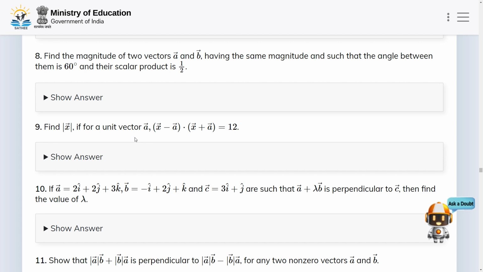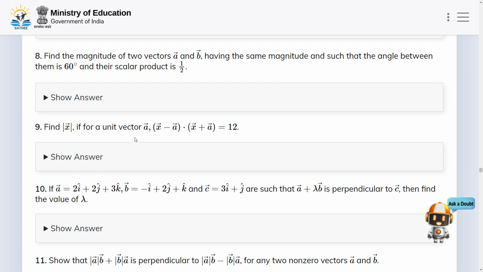Now, eighth problem. Find the magnitude of two vectors A and B having the same magnitude, so the magnitude of A and the magnitude of B must be the same, such that the angle between the two of them is 60 degrees. And their scalar product is half. So you can easily find your magnitude.